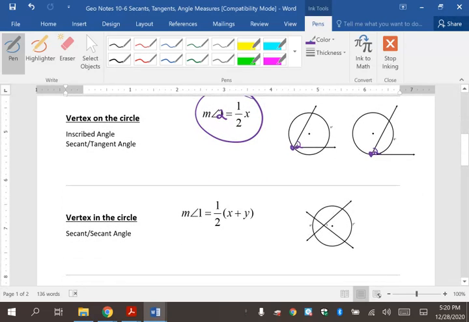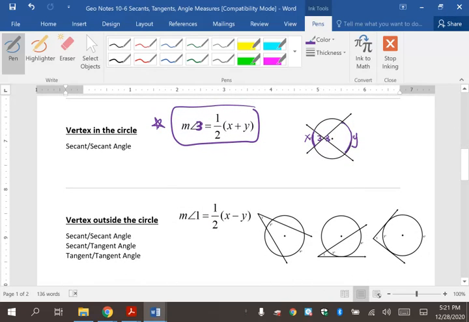Then we have vertexes in the circle. This is different. Vertexes in the circle or outside of the circle are angles 3 and angle 4. This is new. And so let's just make sure that we call this angle 3. Now remember, vertical angles are the same. So measure of angle 3 equals the average of the 2 arcs that angle cuts. And so it equals the sum of those 2 arcs divided by 2. So it's the average of those 2 arcs.